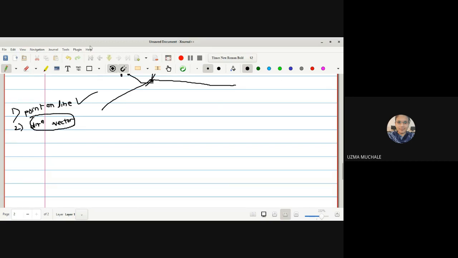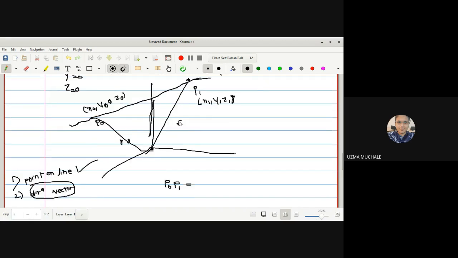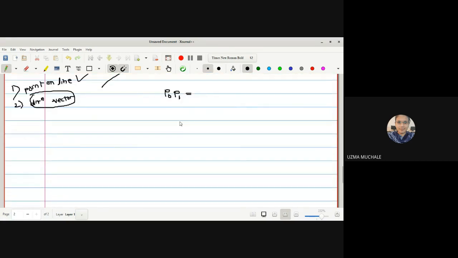So how do we find this with the help of one formula? How do we find the distance between P0 and P1? The 2 points are given, so we can find it with this formula: x1 minus x0, y1 minus y0 and z1 minus z0. Is it okay? The distance between P0 and P1. Agree with me?